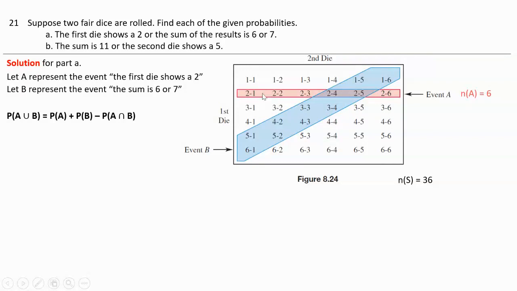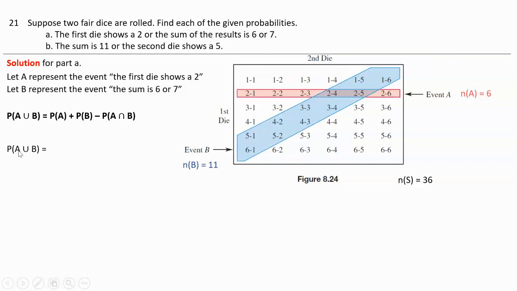Event A is 6 because there's 1, 2, 3, 4, 5, 6. And event blue is 1, 2, 3, 4, 5, 6, 7, 8, 9, 10, and 11 with the 6th one. So it's going to be 11 here.